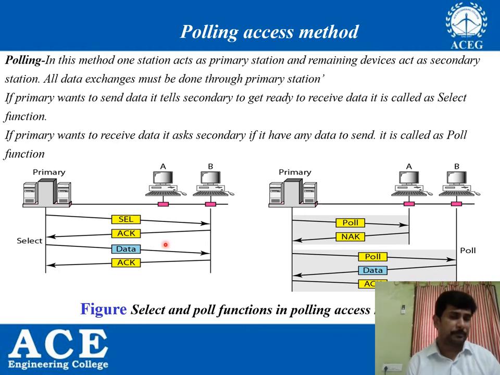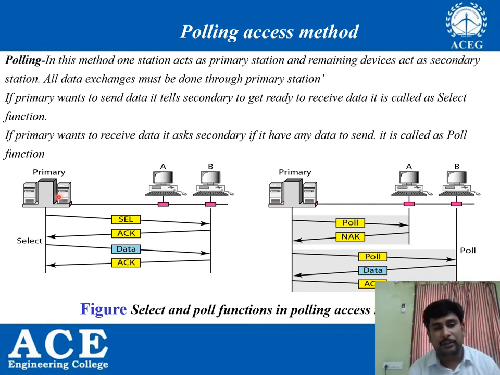Let us look at the figure. The first case is an example of the select function. Here the primary would like to communicate with secondary station B. So it starts the communication using the select function. Once B receives the select function, it understands that the primary wants to communicate with it, and it acknowledges, okay, I am ready to receive. Once the acknowledgement is received, the primary sends the data, which the secondary station B will acknowledge. This is called the select function.